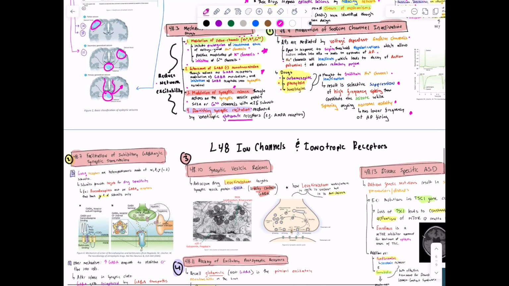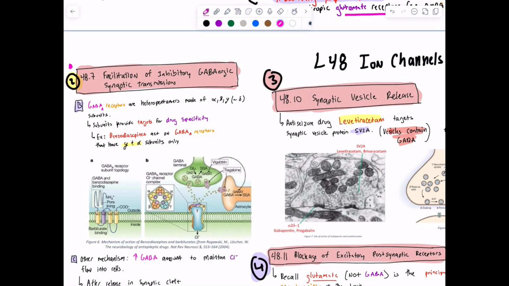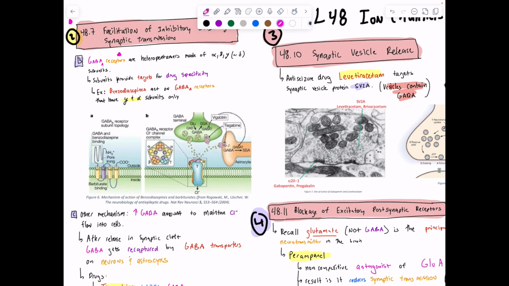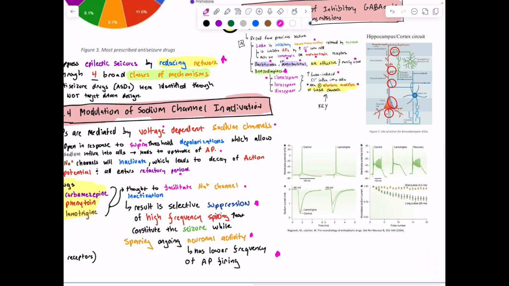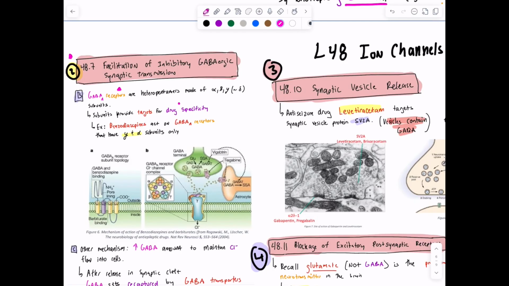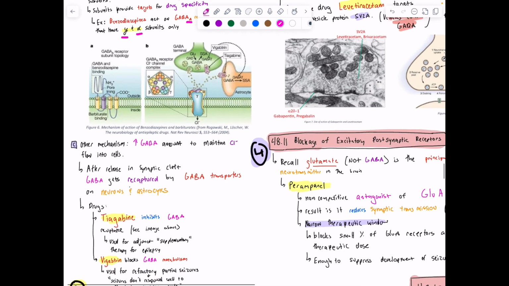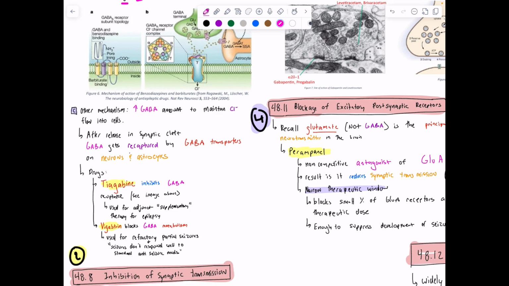All right. So continuing with this idea of modulating or enhancing GABA's effect. Looking at GABA receptors in particular, they're heteropentamers made up of alpha, beta, and gamma or delta subunits, and the subunits allow for drug specificity. The benzodiazepines, remember these guys right here, clonazepam, lorazepam, diazepam, they act on GABA A receptors that have gamma and alpha subunits only. Basically, just knowing that GABA receptors have different subunits, alpha and gamma are what benzodiazepines work on. If you can increase the amount of GABA, that could work as well.